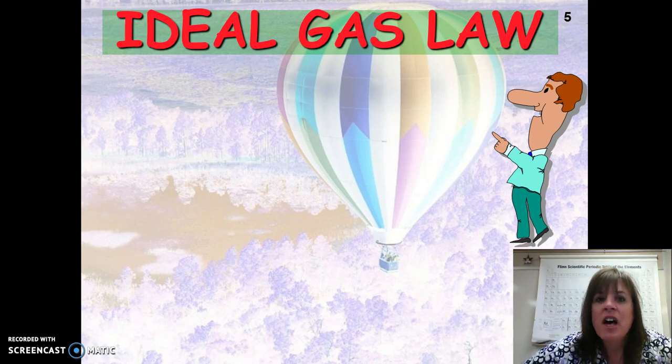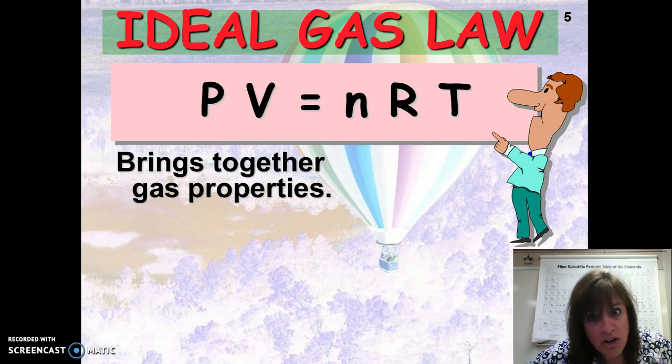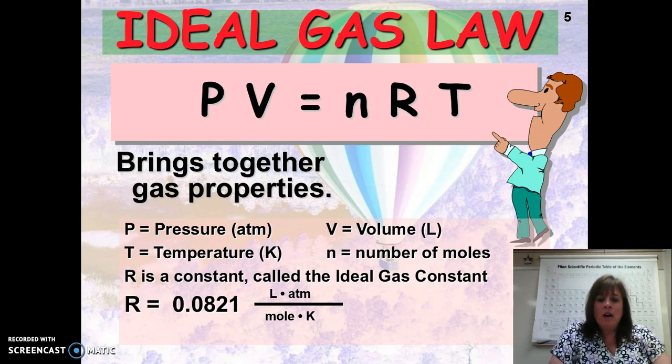The ideal gas law combines everybody's laws together. All right, I have pressure and volume, Boyle, pressure and temperature, Gay-Lussac, volume and temperature, Charles, and now I have amount, Avogadro. But what's this R? Well, that's actually a constant. So very important that we work in the correct units, because the value of the constant R is 0.0821, and the units are liters, atmospheres, moles, Kelvin.